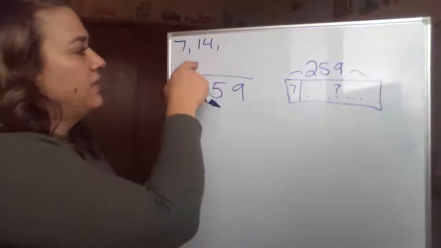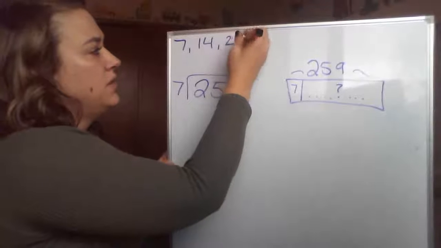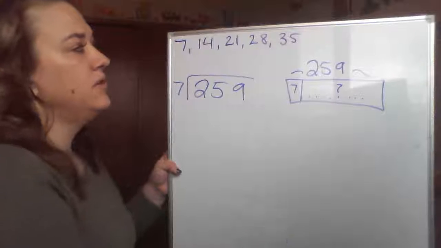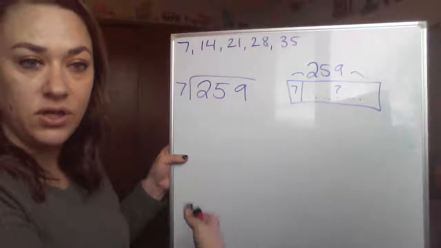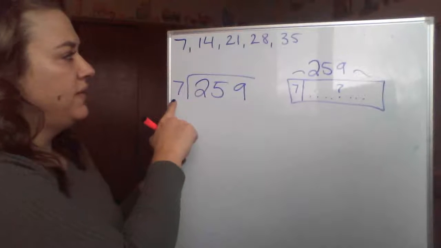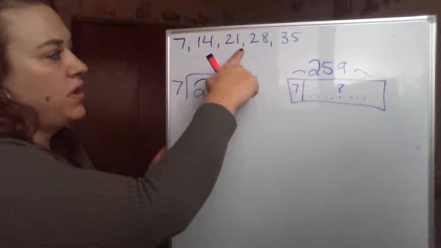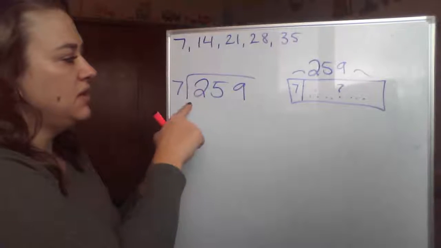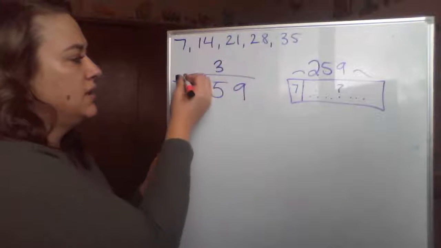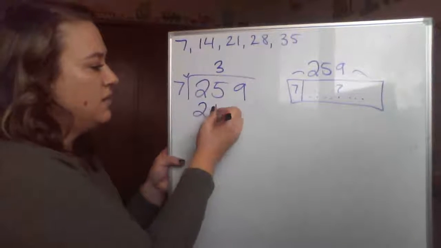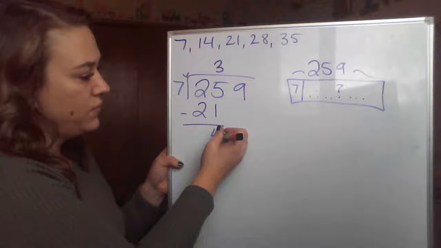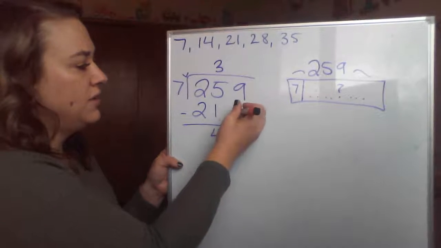So if we skip count, we can go 7, 14, 21, 28, 35. So you go up, 4 or 5, and then if you need to go up more later, you always can, okay? So 25 divided by 7, well, 1, 2, 3 groups is 21, 4 is 28, so that's too many. So I'm going to go 3 groups, so 7 times 3 gives me 21. Then I subtract, 5 minus 1 leaves me with 4. Bring down my 9.